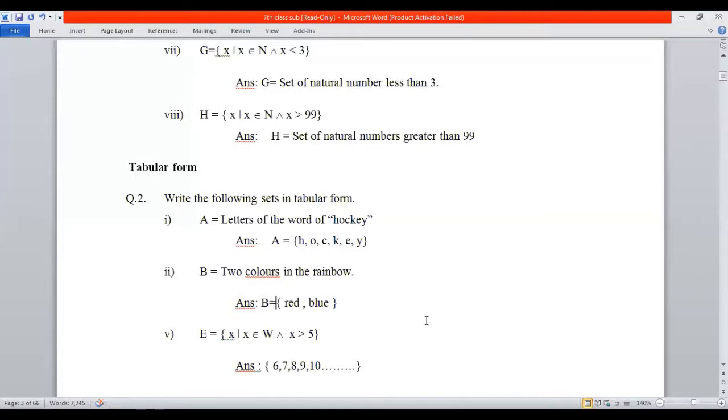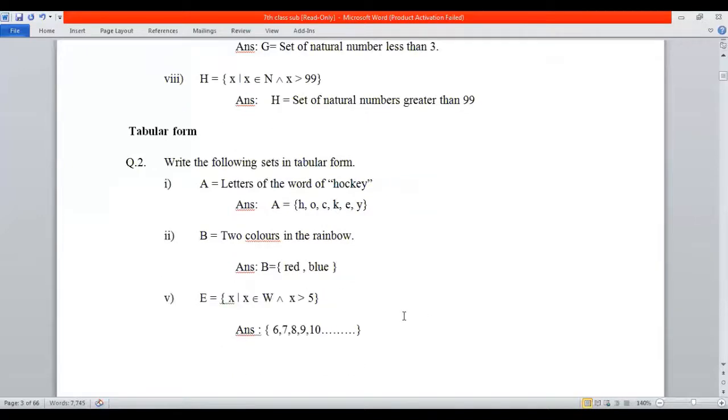And the fourth part also you do by yourself, that is multiples of 5 less than 30. It means you have to write the table of 5 less than 30, that is 5, comma, 10, comma, 15, comma, 20, and comma, 25. Like this you will write it in tabular form. Now come to the fifth part.